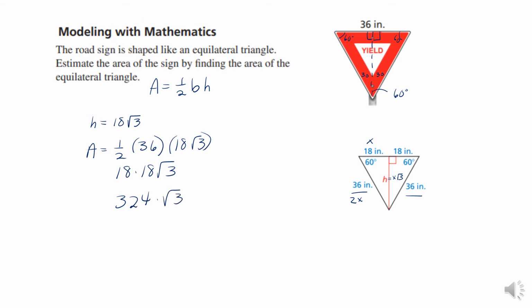Now we're trying to find the area of an actual object, so we're not going to leave the square root there. We're going to estimate it. It's approximately 1.73, sorry. And we're going to multiply that by 324, and we get 561.18 inches squared. And it depends on how much they want you to round it to. I think the answer in the book is 561, but this is good enough. Okay, so that's the area for this triangle.